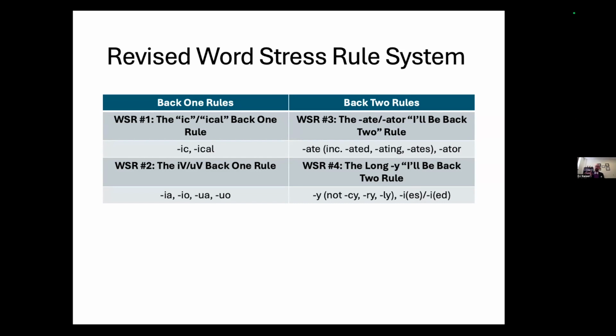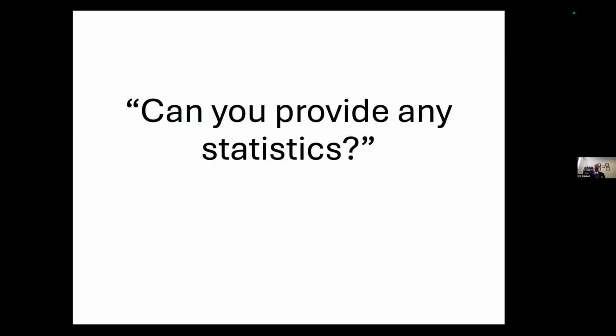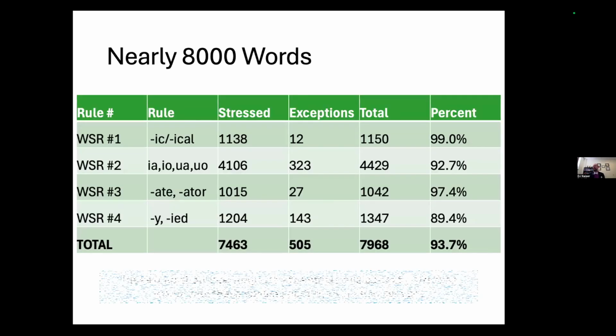You have to watch for words that are CY, RY, and LY, and in my appendix I talk about that. But then if you have an I that's derived from the Y, those will also fit into this. So can you provide any statistics? I like to think of this more as data.